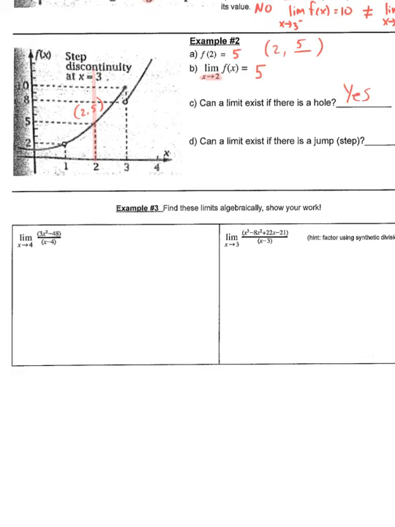Okay, part D, can a limit exist if there is a jump or a step in the graph? And that is no, absolutely not, because your left and rights will be different. That is what happened up at 3. There's a step there because the left limit is different than the right limit.